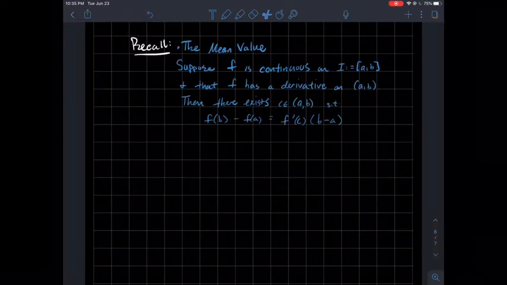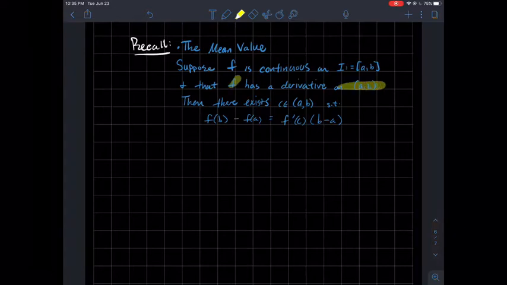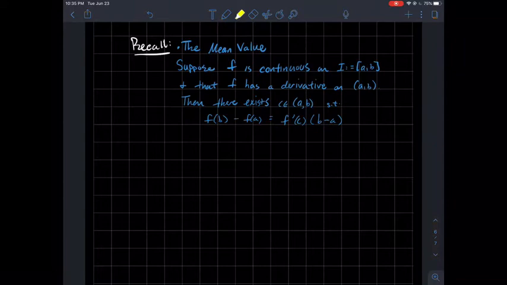So the mean value theorem, what's it say? Suppose f is a continuous function on some closed interval from a to b, and we also want f to have a derivative on the open interval from a to b. Remember, that just means that f prime of x makes sense as long as x is between a and b. Then what's the mean value theorem tell me? If you've got a function like that, you can find a point c between a and b such that f of b minus f of a is equal to f prime of c times b minus a.